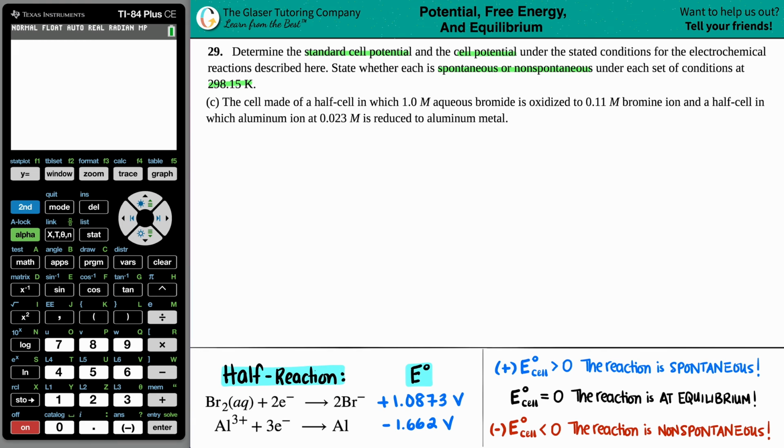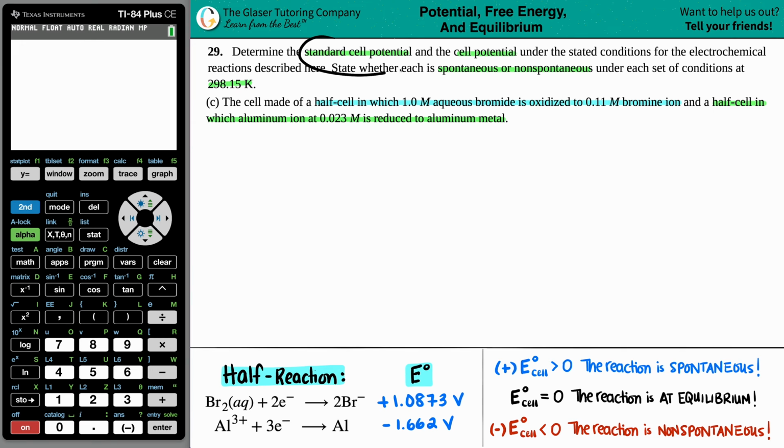So in this case, we have a cell made of a half cell in which 1.0 molarity aqueous bromide is oxidized to 0.11 molarity bromide ion, and a half cell in which aluminum ion at 0.023 molarity is reduced to aluminum metal. Okay. So in this case, a lot of words here to just determine two things.